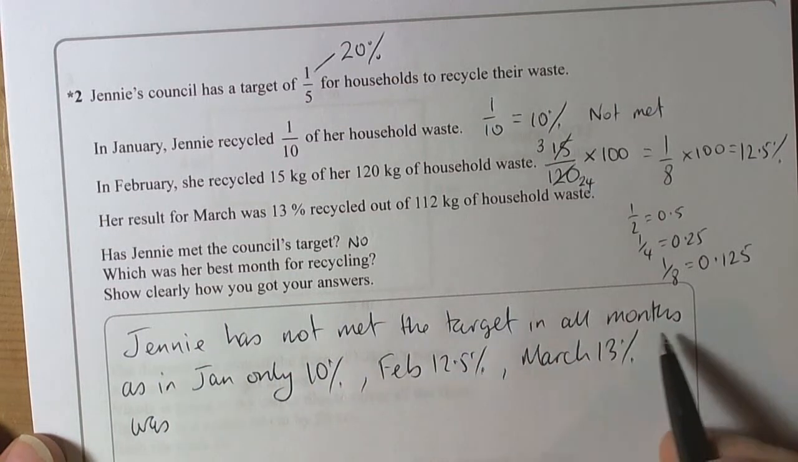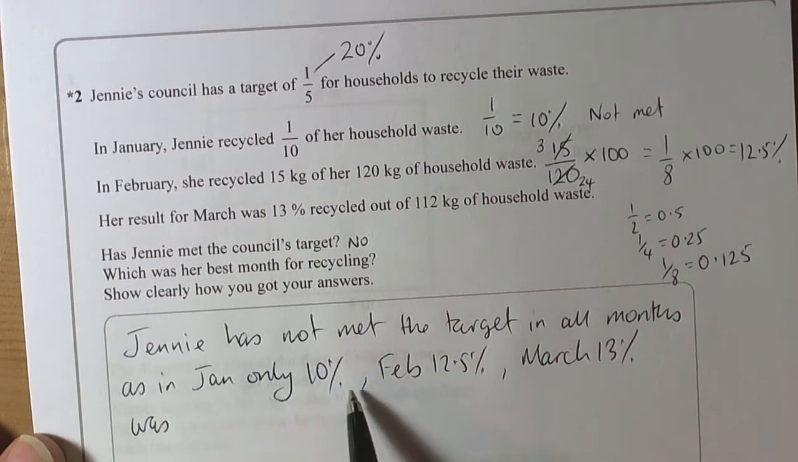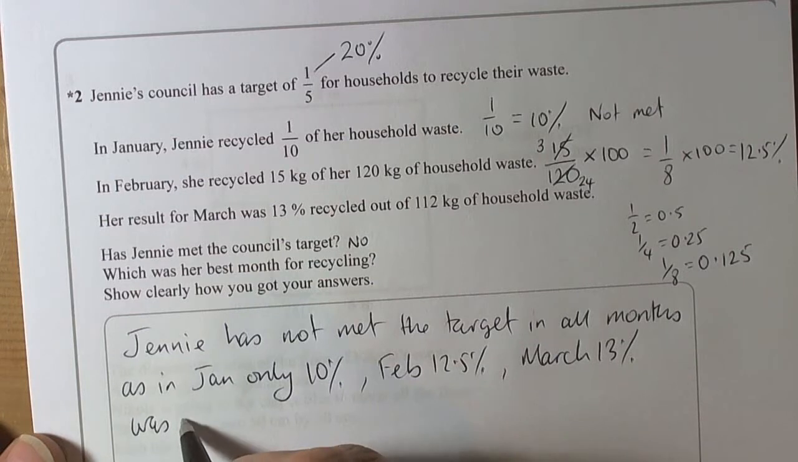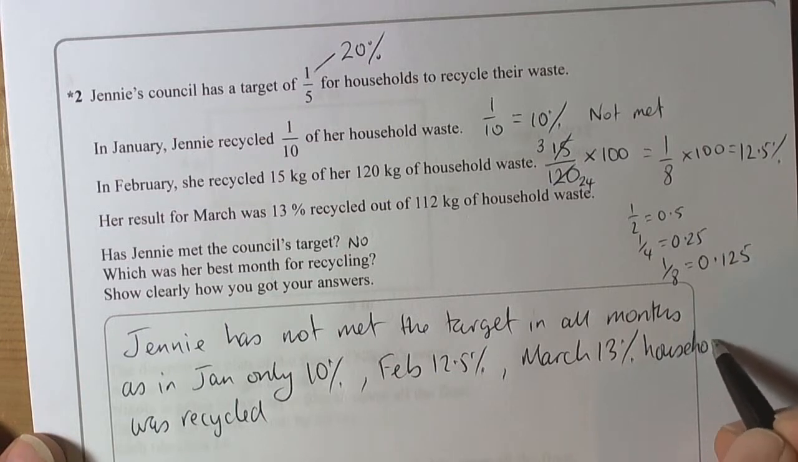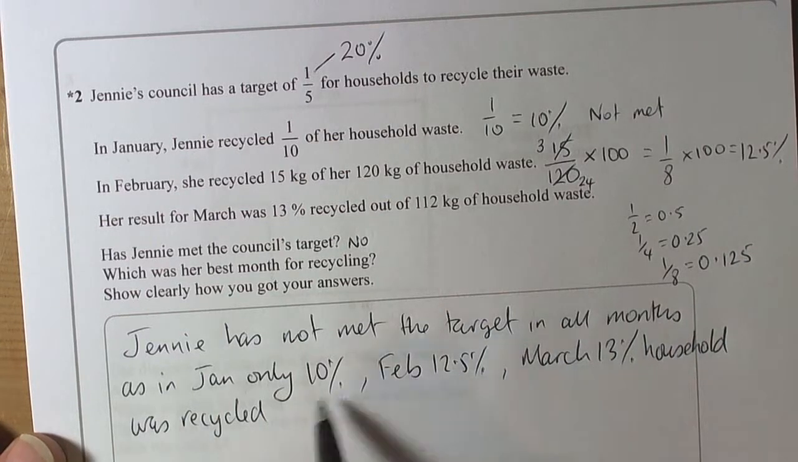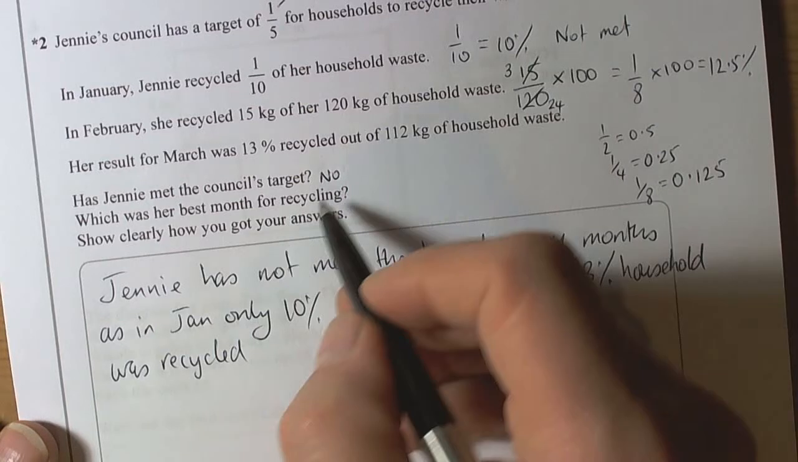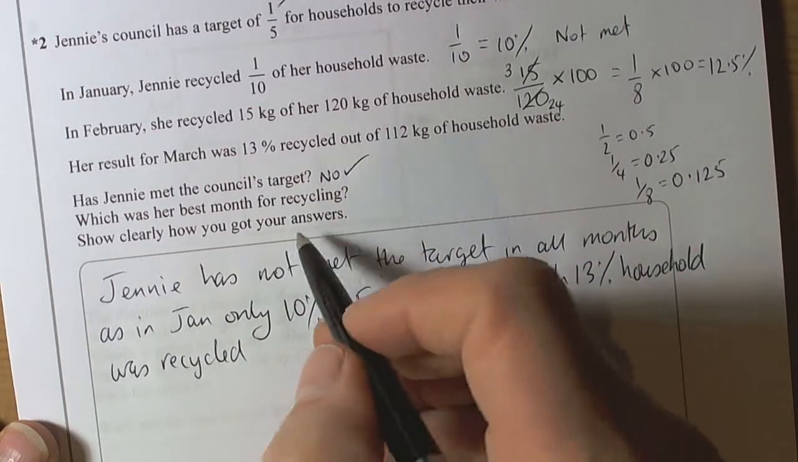So Jenny has not met the target in all months, as in January only 10% was recycled. And we should be saying household waste and being really careful with our language, but in essence that will be enough to get the marks for that particular section. So I'm going to tick that bit done.